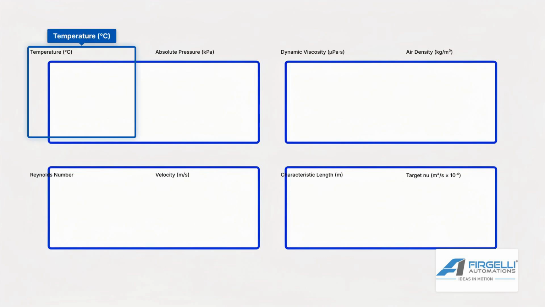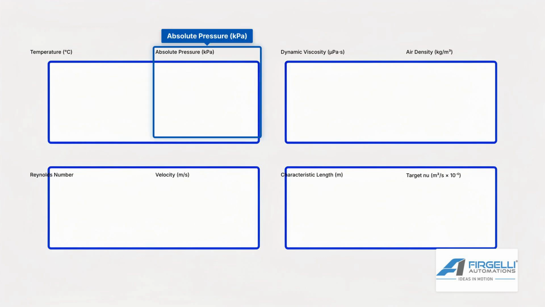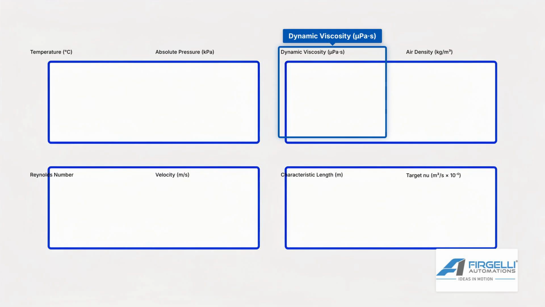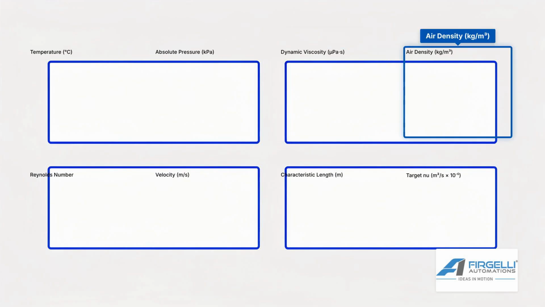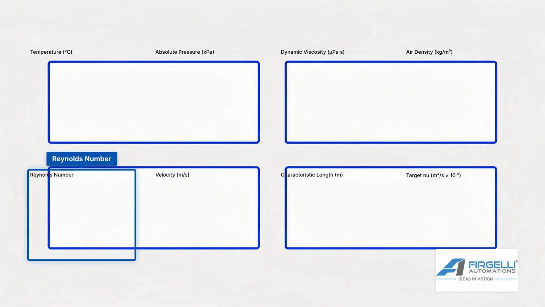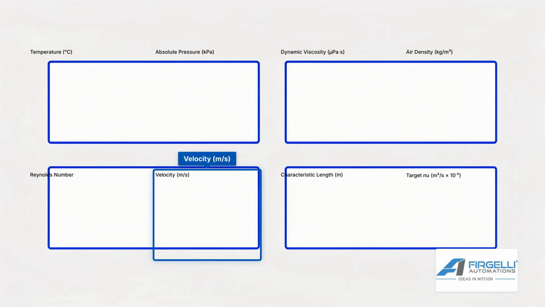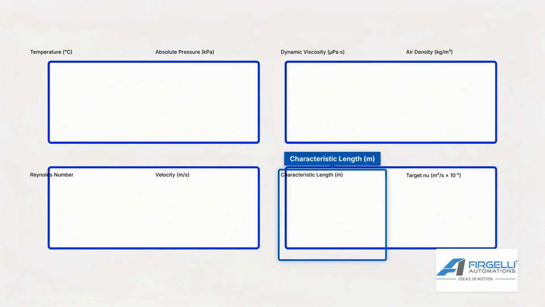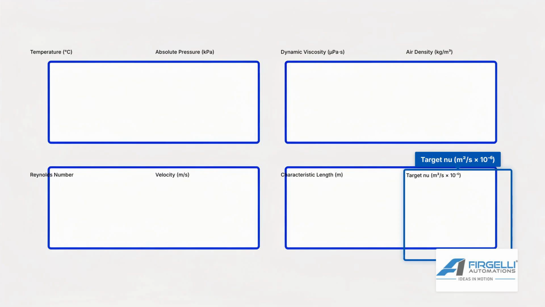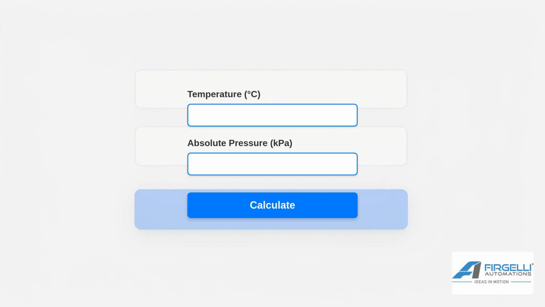The input fields include temperature in degrees Celsius, absolute pressure in kilopascals, dynamic viscosity in micropascal seconds, air density in kilograms per cubic meter, Reynolds number, velocity in meters per second, characteristic length in meters, and target nu in meters squared per second times 10 to the minus 6. Let's work through an example.